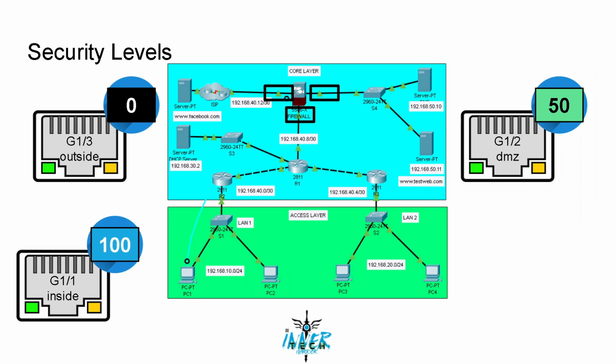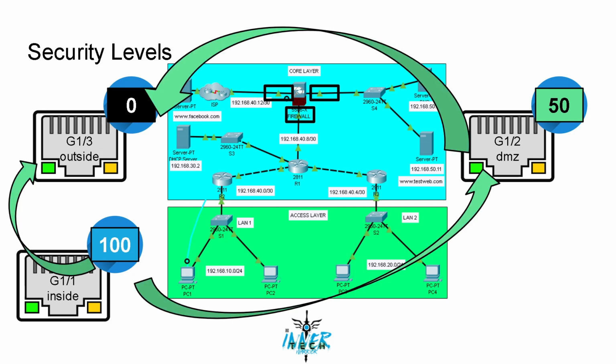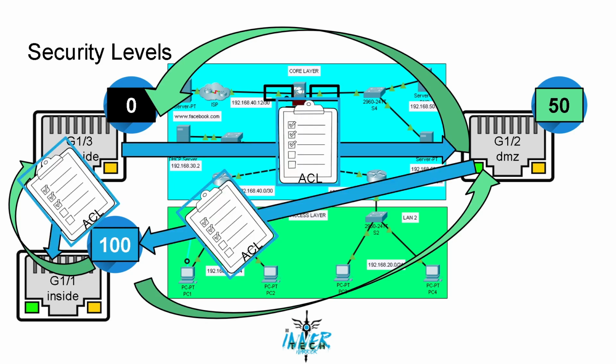These security levels will work with the ACLs we're going to create to control traffic flow through the ASA. Traffic is allowed to flow freely from a higher security level to a lower one. But traffic from a lower security level to a higher one requires an explicit permission via an ACL.